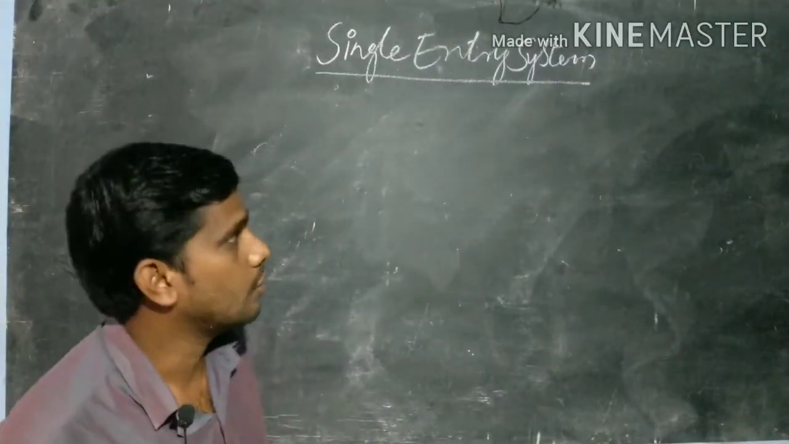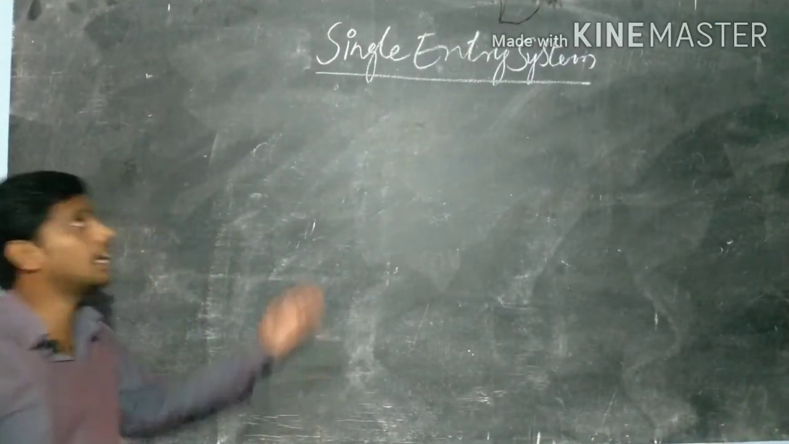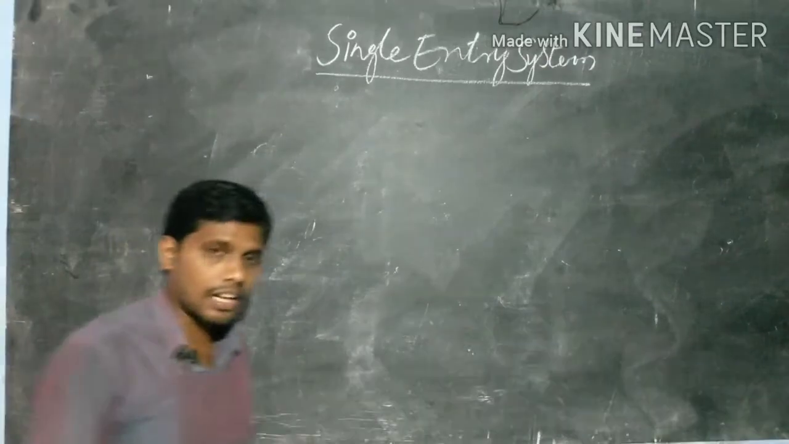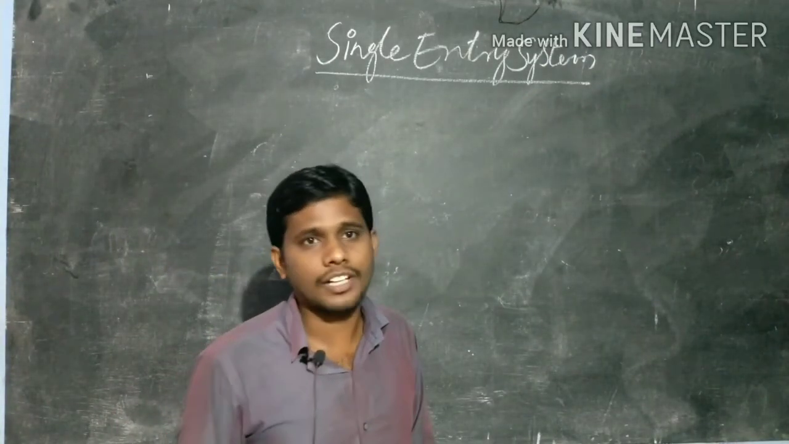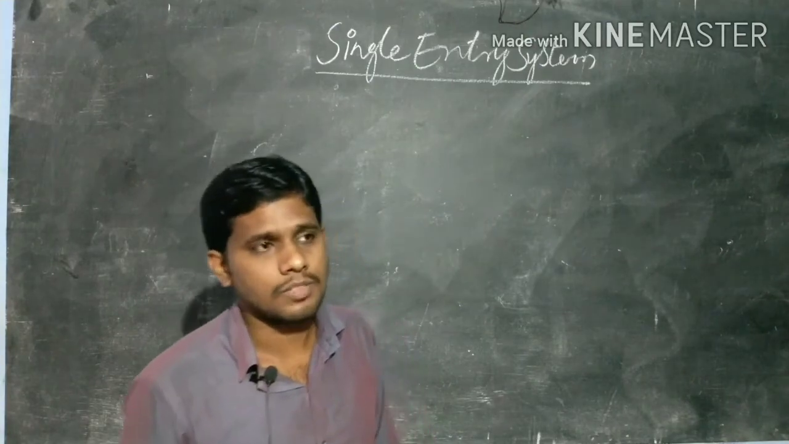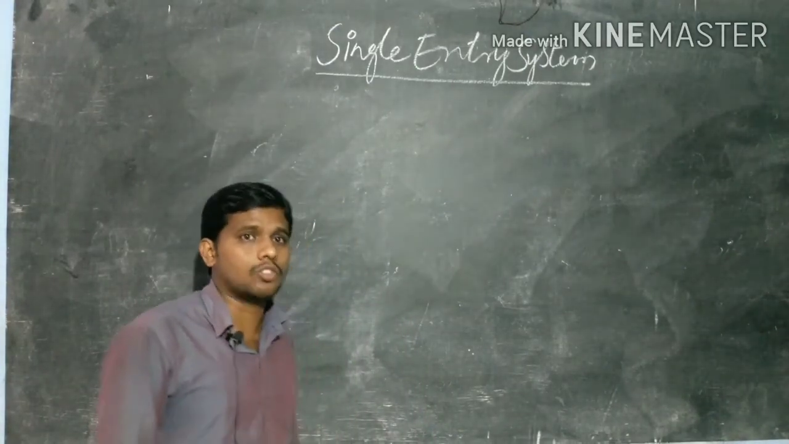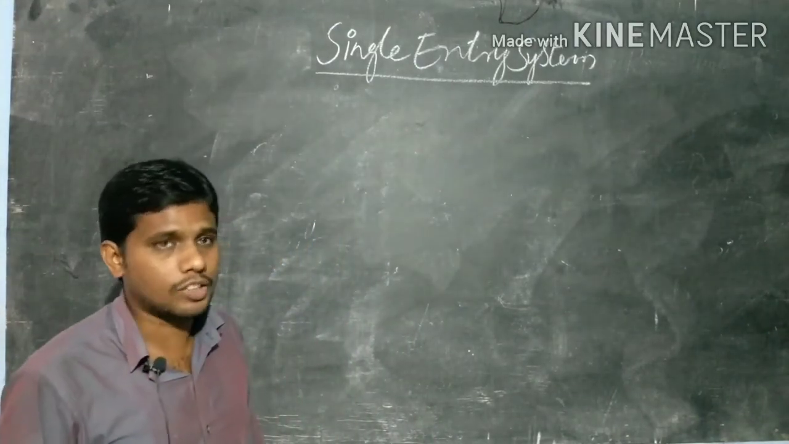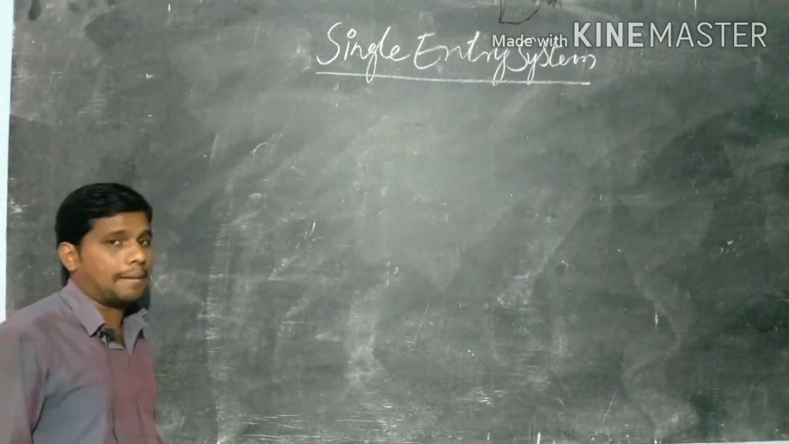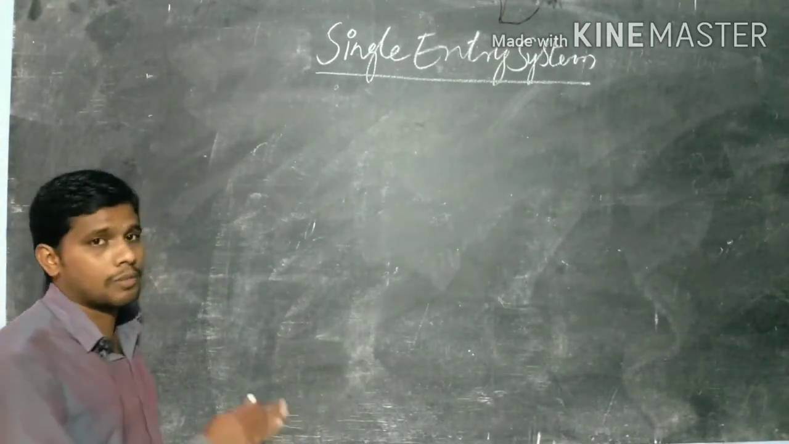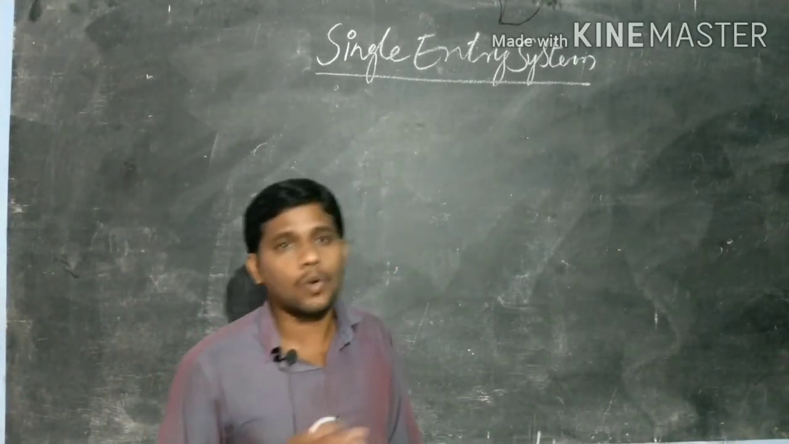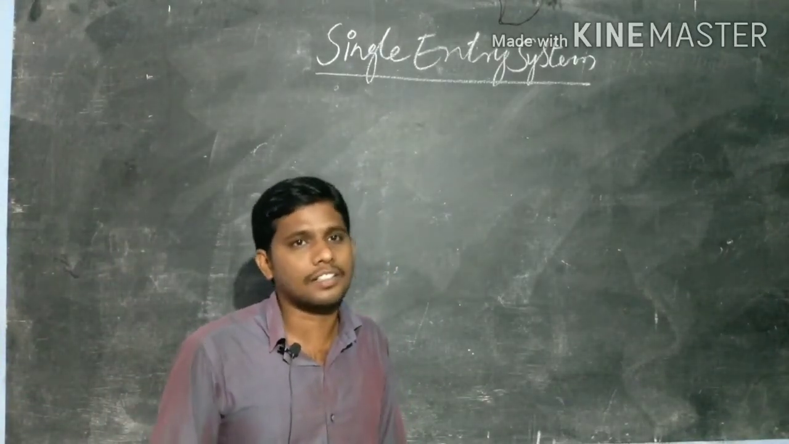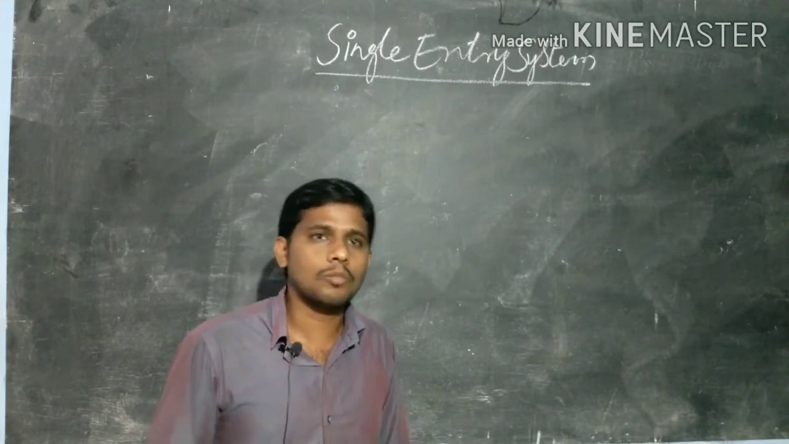Hello everyone. Today we are going to start our fourth lecture regarding single entry system. In our last class, we discussed how to calculate profit under single entry system. In some 2 marks questions, we also need to calculate the closing capital. So here I will give you some formulas for calculating the closing capital and opening capital under the single entry system. This is for your 2 marks question.